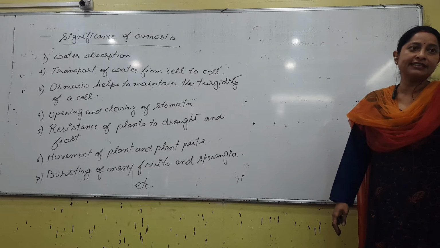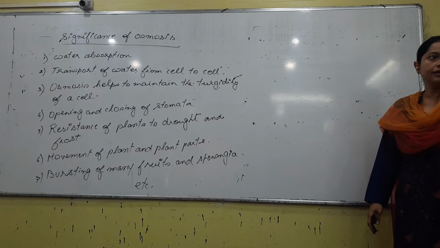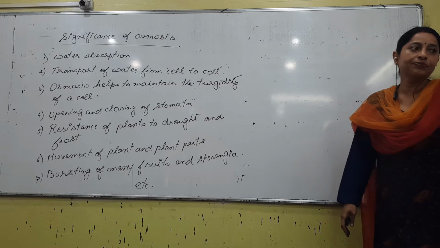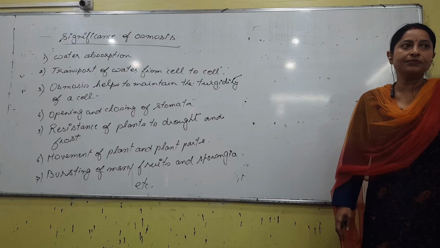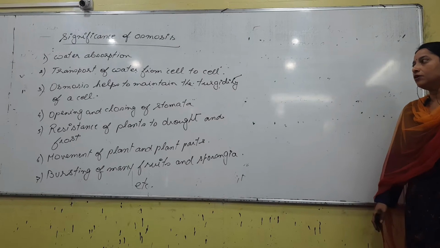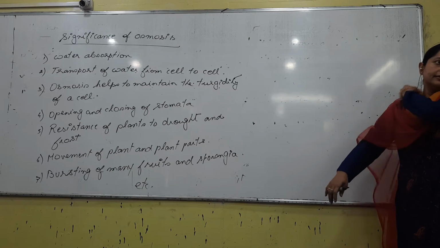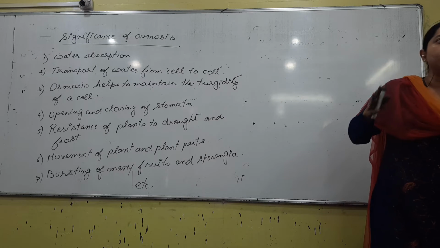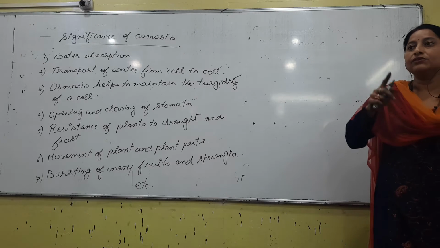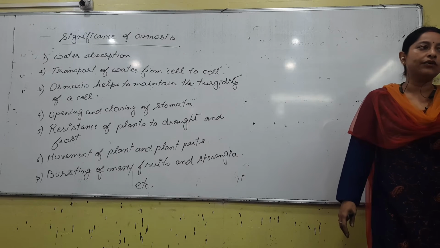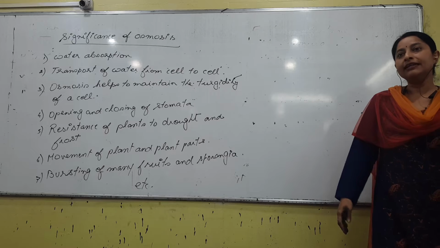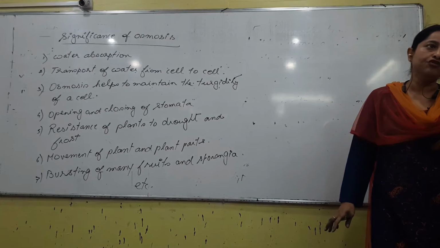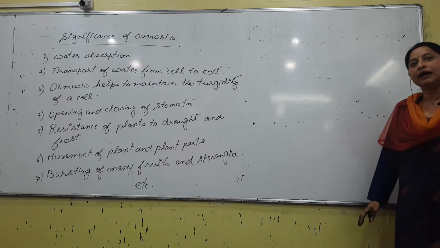What do we understand by this line? Movement of plant and plant parts. Have you heard about the Indian telegraph plant? The leaves keep on changing direction according to the light or the time of the day, right? So this is what is called the movement of the plant parts. Everything is maintained by osmotic pressure.